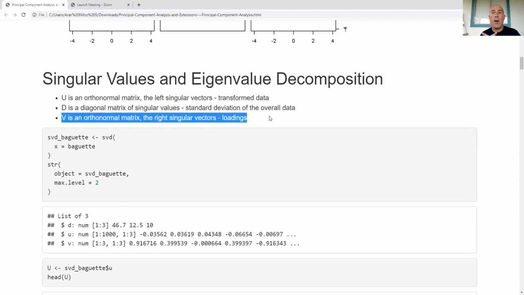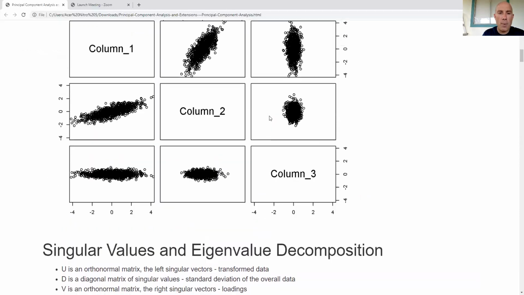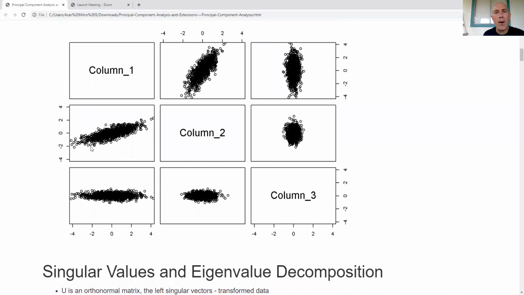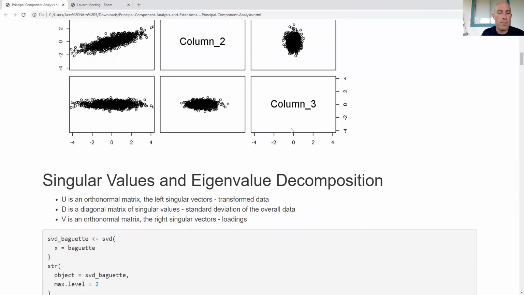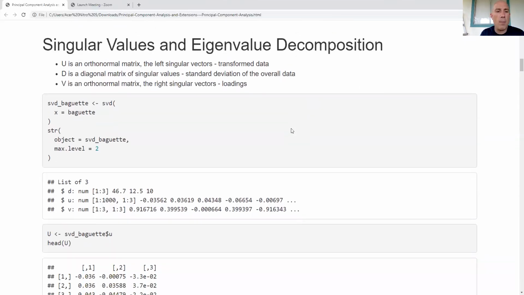Now, the author of the textbook called our data set a baguette. Why does he call it a baguette? Because he looks at this part and goes, oh wow, that looks long and pretty narrow. It looks like a baguette. I don't know if I really buy it, but whatever. I don't have the urge to eat a baguette right now.